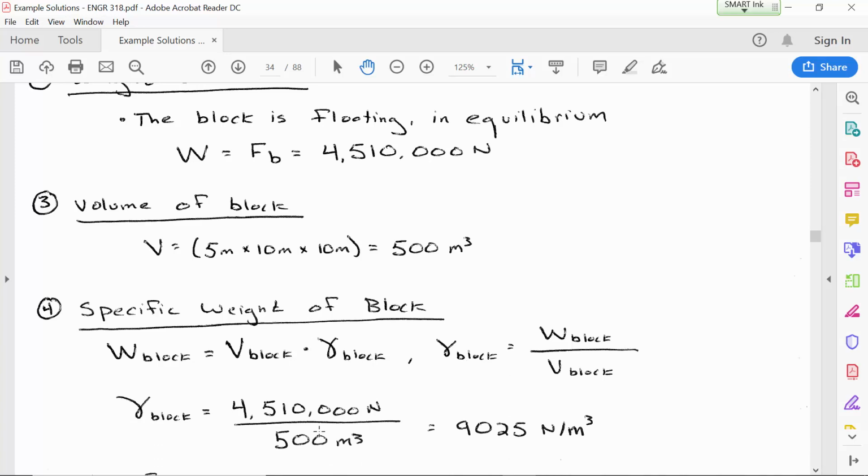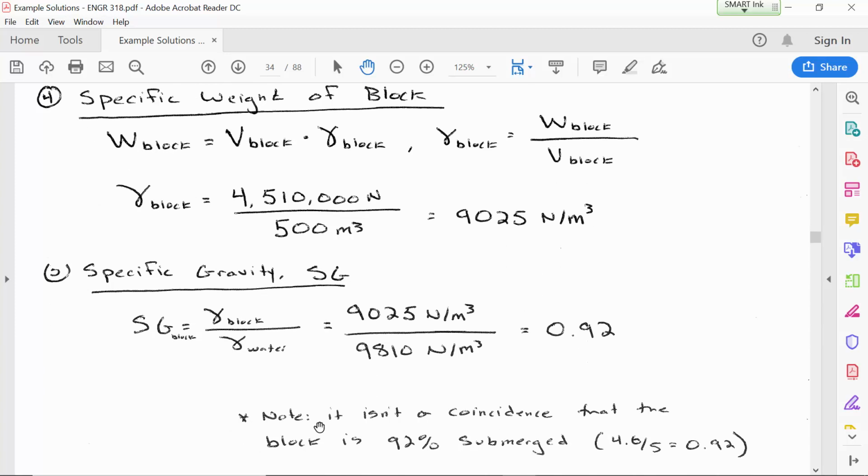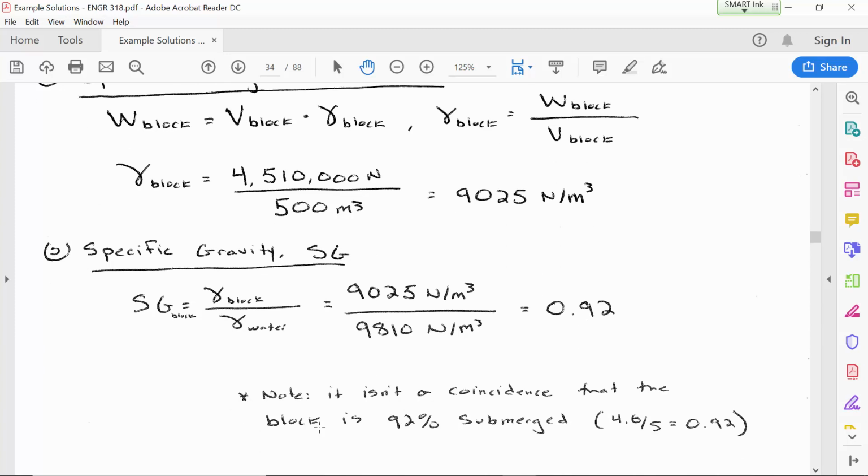9025 newtons per cubic meter for the specific weight of the block, and then specific gravity is just relative to the specific gravity of water. And lo and behold, it's not a coincidence that it's 92% submerged. The fact that this block is 92% submerged is directly related to the ratio between the specific weight of the block and the specific weight of water.